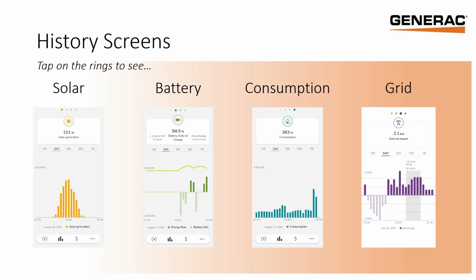When we click one of the icons on the Now screen, or if we navigate at the bottom of the menu, we can see the history screens. The history screen provides a historical chart for one of the items in our system. This is solar, battery, our house's consumption, or the grid. The number at the top of this screen shows us the current live value. This is the same value that we'd see on the Now screen, and this is always live, regardless of the date range that we've picked in the chart.